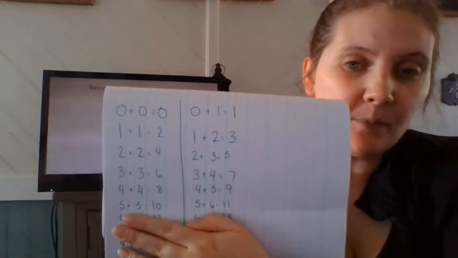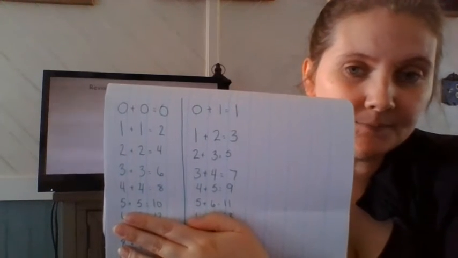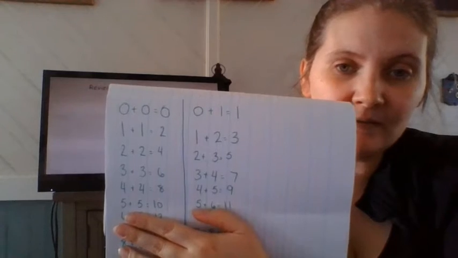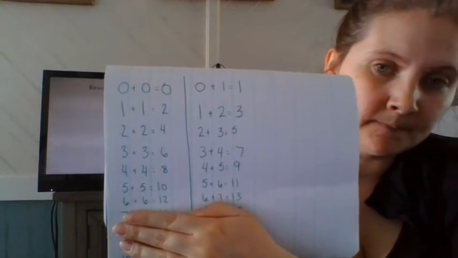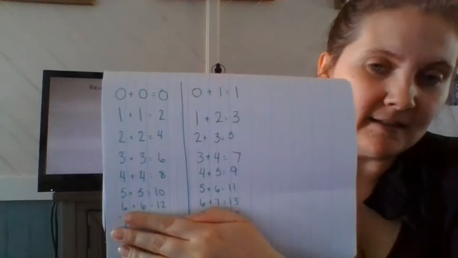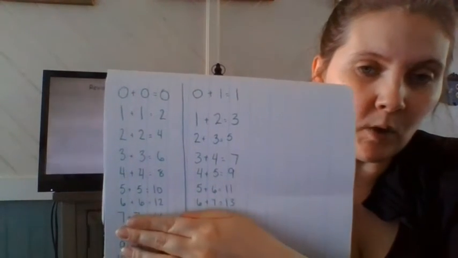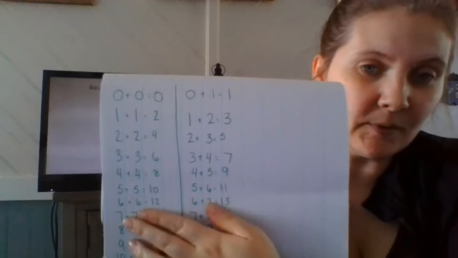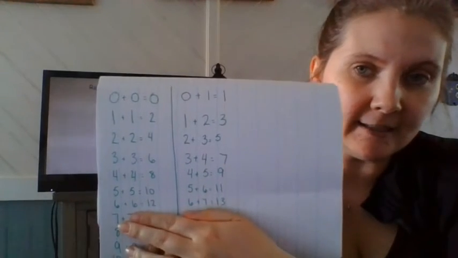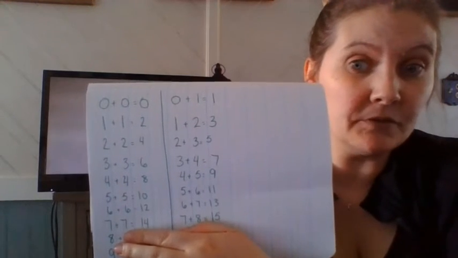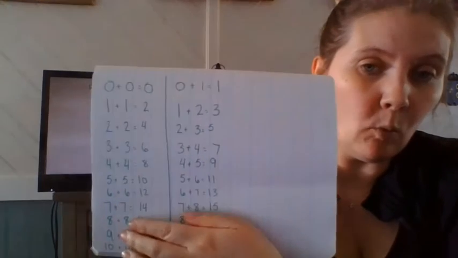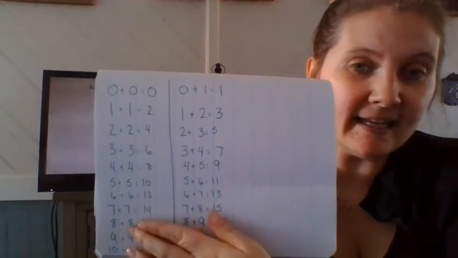5 plus 5 equals 10. And my doubles plus 1 fact is 5 plus 6 equals 11. This one says 6 plus 6 equals 12. So one more is 6 plus 7 equals 13. 7 plus 7 doubles fact is equal to 14. And then one more, 7 plus 8 is 15.